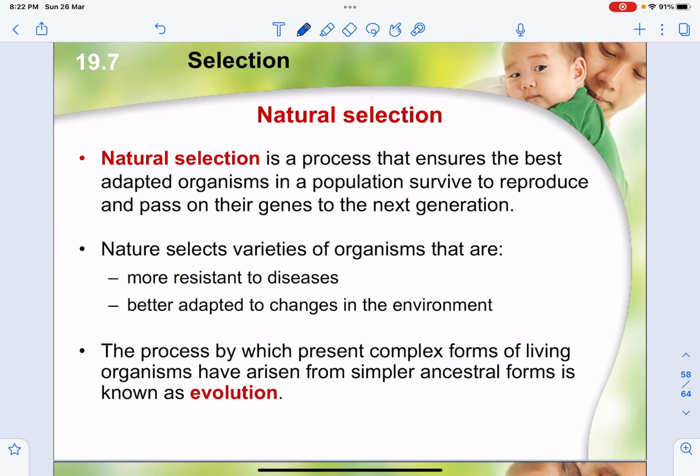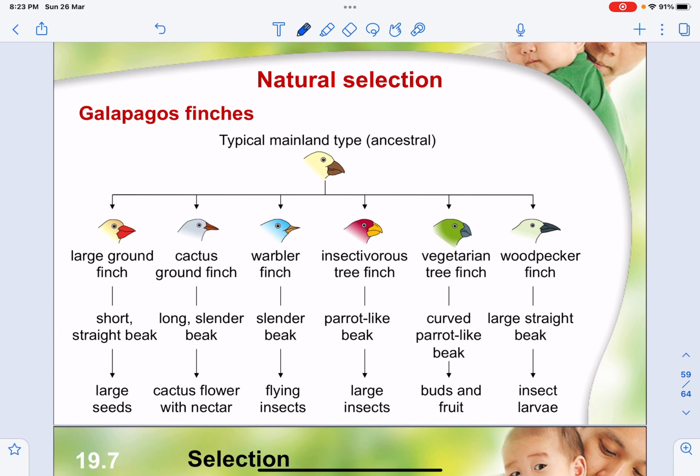Natural selection is the selection process that helps to ensure that the best adapted organisms in a population tend to survive to reproduce and pass on their genes to the next generation. Nature selects varieties of such organisms that are more resistant to disease and are better adapted to changes in the environment. So this process by which present complex forms of living organisms have arisen from simpler ancestral forms is what we call evolution. Over here we can actually see how one type of bird has formed different kinds of characteristics. From the mouthpiece you could see how they are able to feed on different kinds of insects or food.